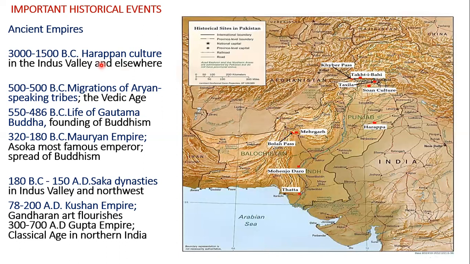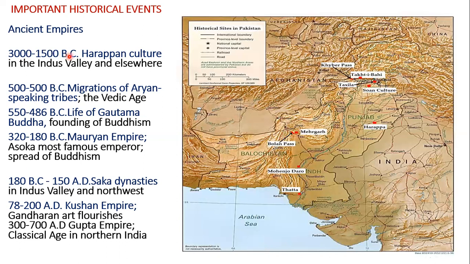Harappa. Fine, it is the Punjab and Sahiwal area. Here the remains of the Harappa civilization are found between 3000 BC and 1500 BC. BC and AD are the two terms: before Christ and after the death of Christ.